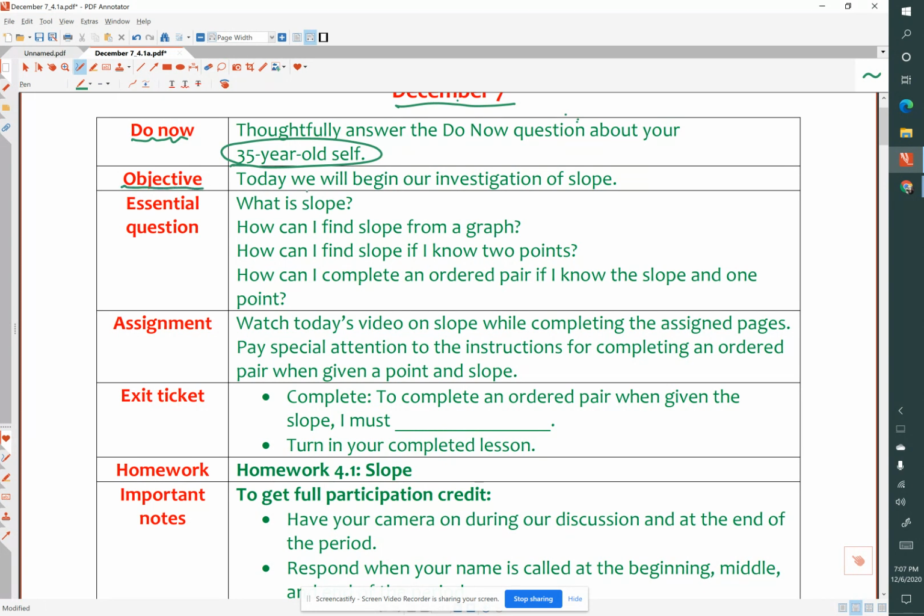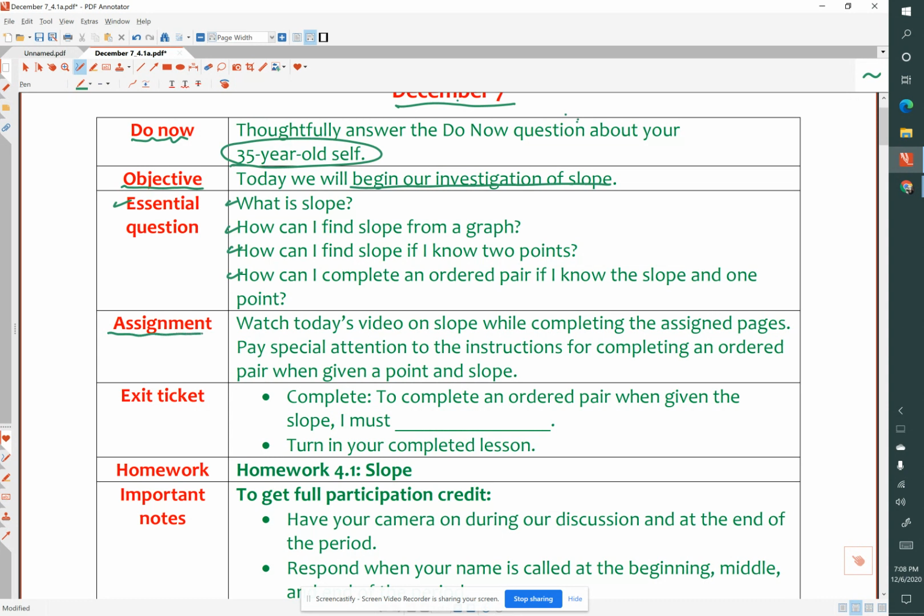Our objective today will be to begin our investigation of slope, and our essential questions are: what is slope? How can I find slope from a graph? How can I find slope if I know 2 points? And how can I complete an ordered pair if I know the slope and 1 point?